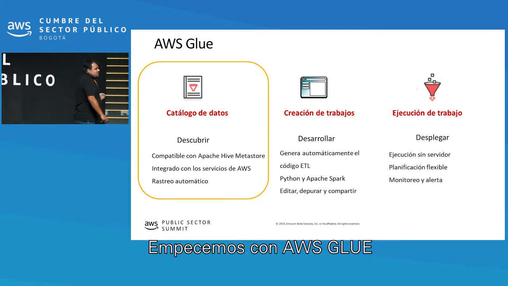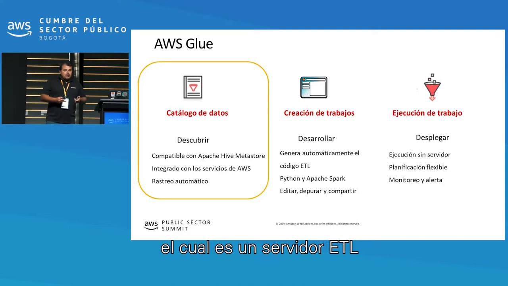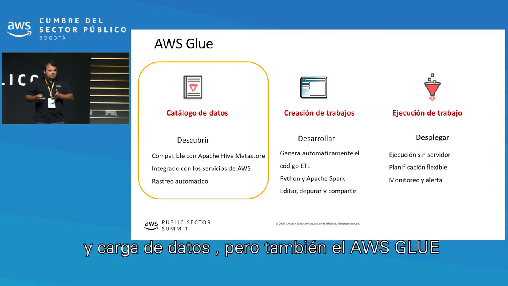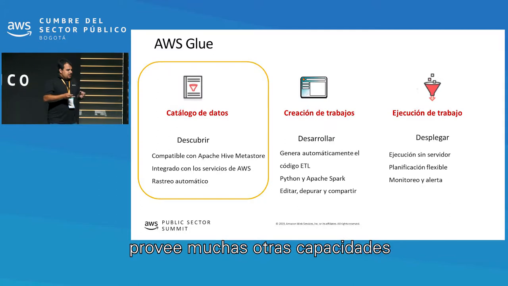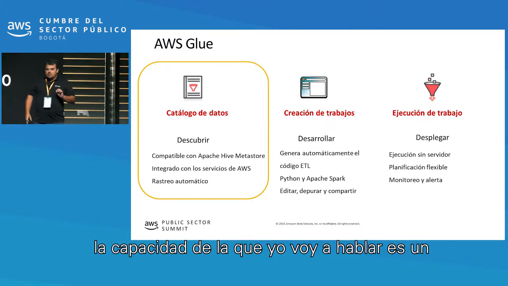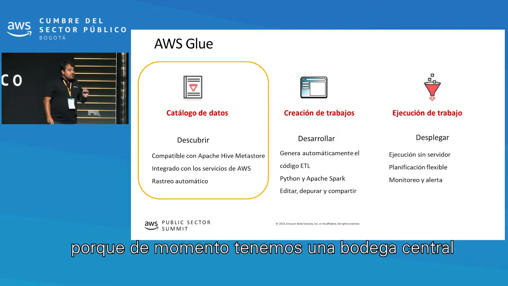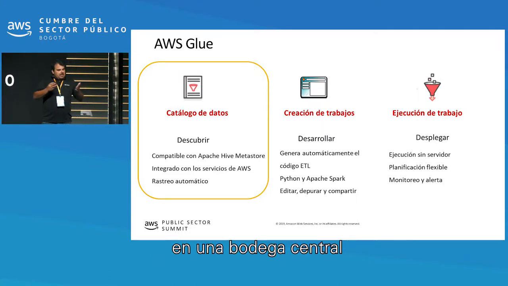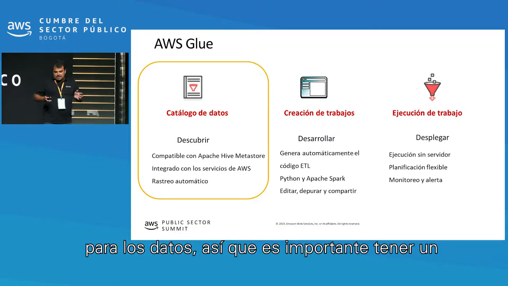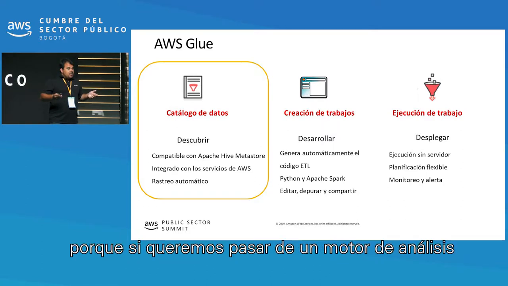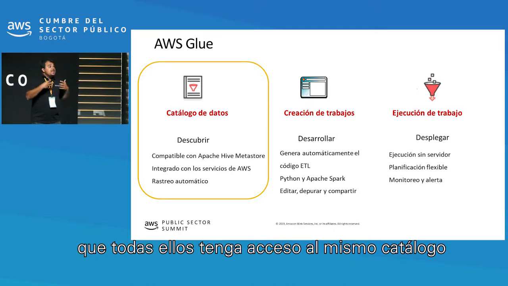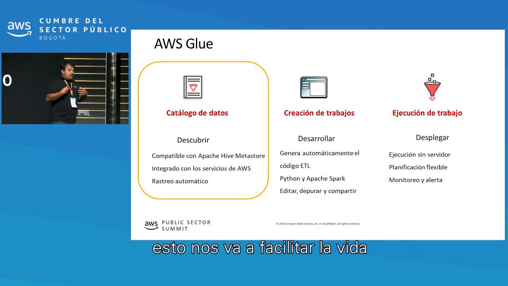So let's start with AWS Glue. AWS Glue is an ETL service where you can do extraction, transformation, and loading of your data. But also, AWS Glue provides many different capabilities. The capability I'm going to talk about is about a central catalog, right? Because now we have a central storage. We're putting all our data into a central storage. And this central storage can accept many different formats for data, right? So it's also important to have a central catalog, because since we are going to change from one analytics engine to many different analytics engines, it's important that all those engines will access the same catalog, right? Because this is going to make our lives easier.